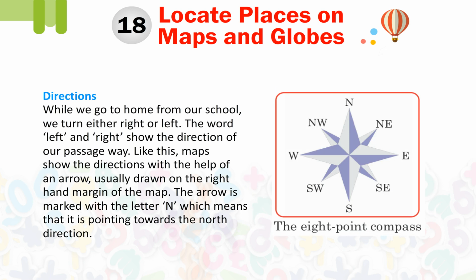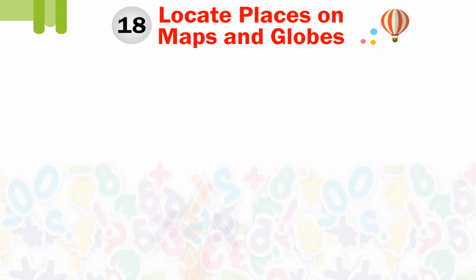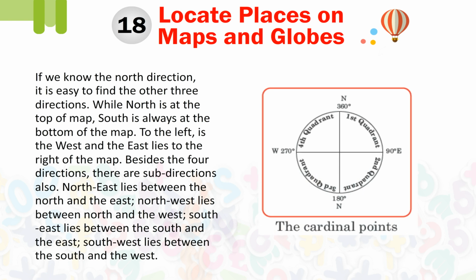Directions. While we go home from our school, we turn either right or left. The words left and right show the direction of our passageway. Like this, maps show the directions with the help of an arrow. Usually drawn on the right-hand margin of the map, the arrow is marked with the letter N, which means that it is pointing towards the north direction. If we know the north direction, it is easy to find the other three directions.